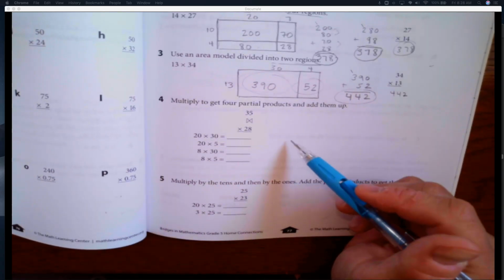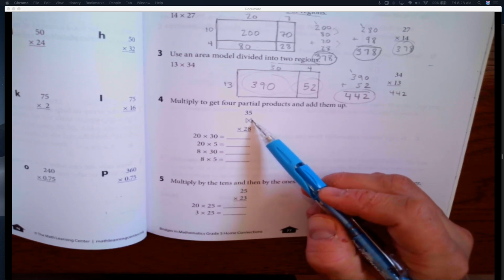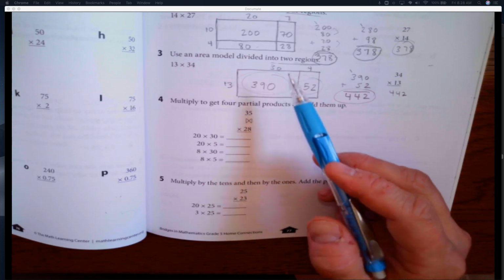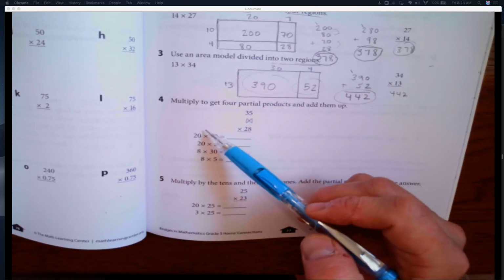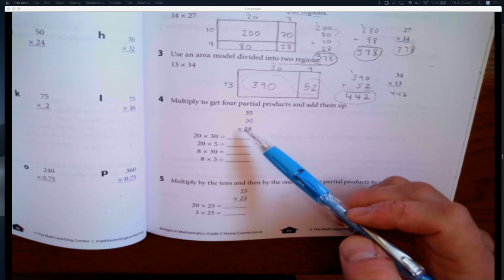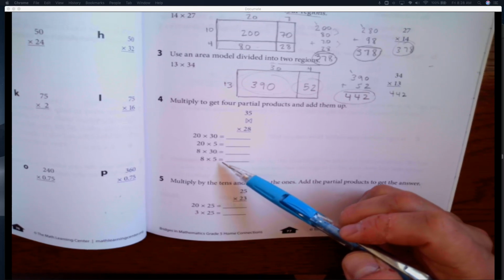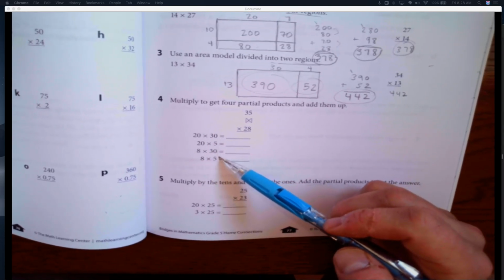Okay. Number 4. Multiply to get 4 partial products and add them up. Okay. So what they did here is they did the bow tie method and they showed each section that we're multiplying, right? So it's just like our 4 partial product up here. We're just taking them out and we're not putting them in a box this time. We're just writing them out here. The only thing I don't like the way that they do this is they switch it up. They do it differently than I would do it.